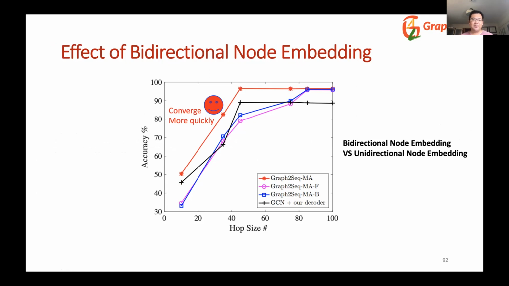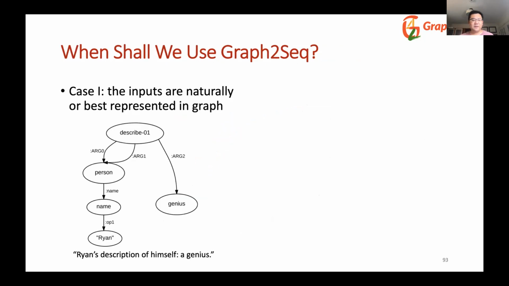That is quite easy to understand, because we are trying to learn the representation of both sides, incoming and outgoing, compared to unidirectional node embedding. But not surprisingly, when you have a large enough number of hops, they will finally have very similar performance, because eventually you will learn all the content information about the graph. Therefore, whether it is bidirectional or unidirectional, they will have very similar performance.